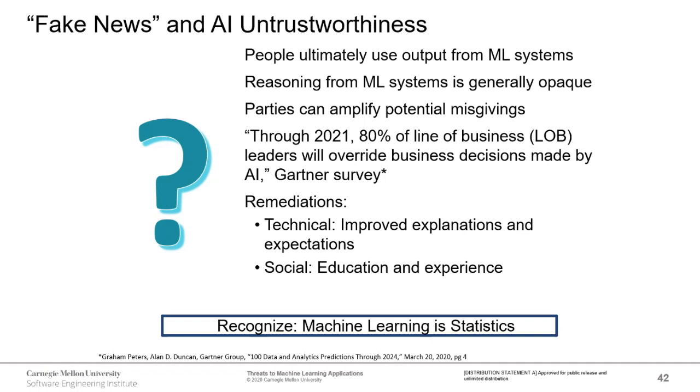In fact, it's so pervasive that a recent study done by Gartner said that most lines of business, 80% of them, don't trust what's coming out of the AI and will actually second guess what's coming out of the AI. This is not a short-term problem that can be fixed. We need further research that can provide improved explanations as to how the system came to what it came to. But we also need to have, I think, expectation, which is through education and experience.